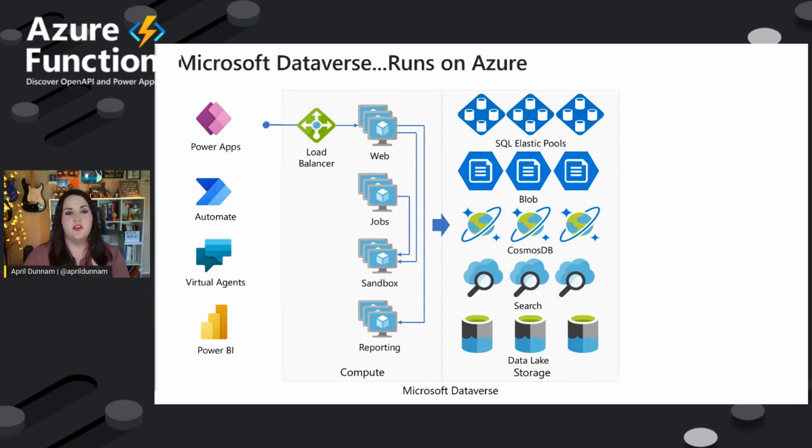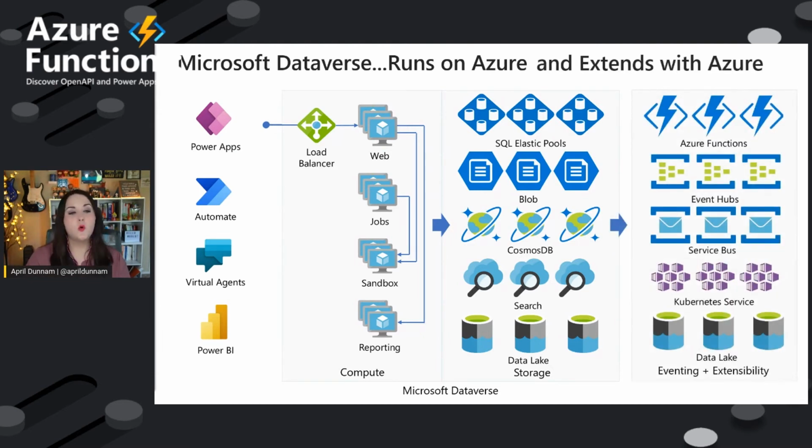And it supports everything from relational data like SQL to blob storage for image and files to Cosmos, non-relational type data, and data lake for big data. So all of that is supported within Dataverse. And of course, extending it with things like Azure Functions, Event Hubs, Service Bus, Kubernetes, and all of that.